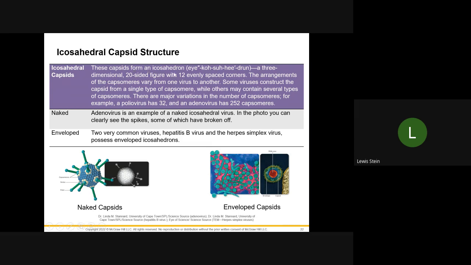The icosahedron, you can see the way they spell it, is a 20-sided figure with 12 evenly spaced corners. That's basically where it is. So you can begin to look at that.